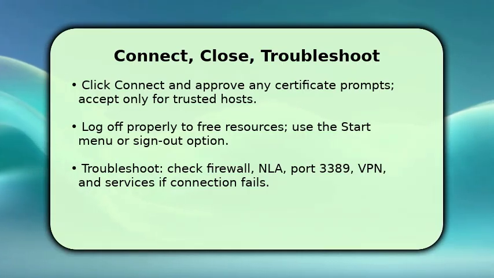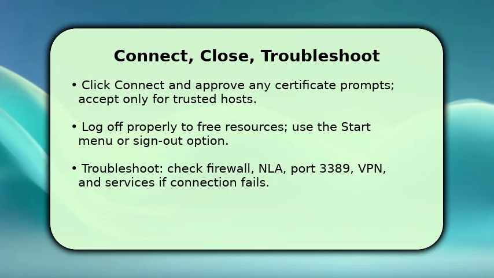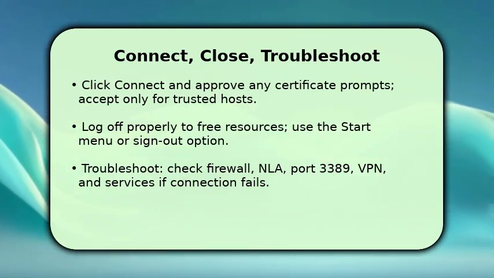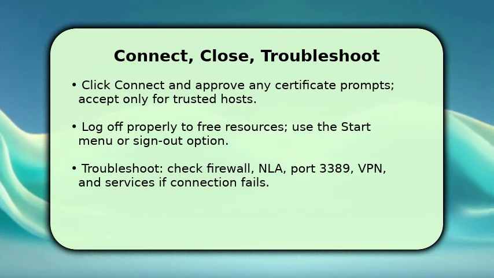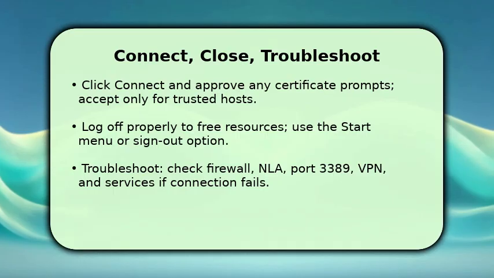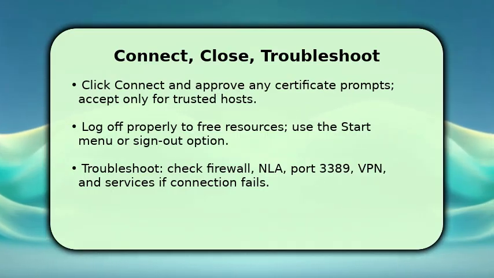If things go wrong, the most common fixes are verifying firewall rules and port 3389, confirming network-level authentication and user permissions, and ensuring the remote PC's remote desktop service and VPN or gateway are active.